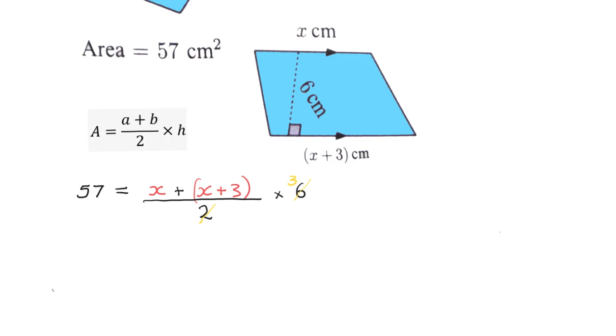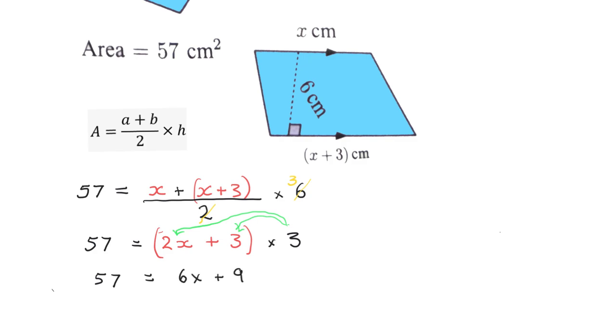And now I can rewrite this again and say that 57 is equal to x plus x is 2 lots of x, plus 3, and we put this in the brackets because now we're going to multiply all that by just 3. I'll expand this by multiplying the 3 by 3 and also by 2x, so that 57 is equal to 2 times 3, 6x, plus 3 times 3, 9.